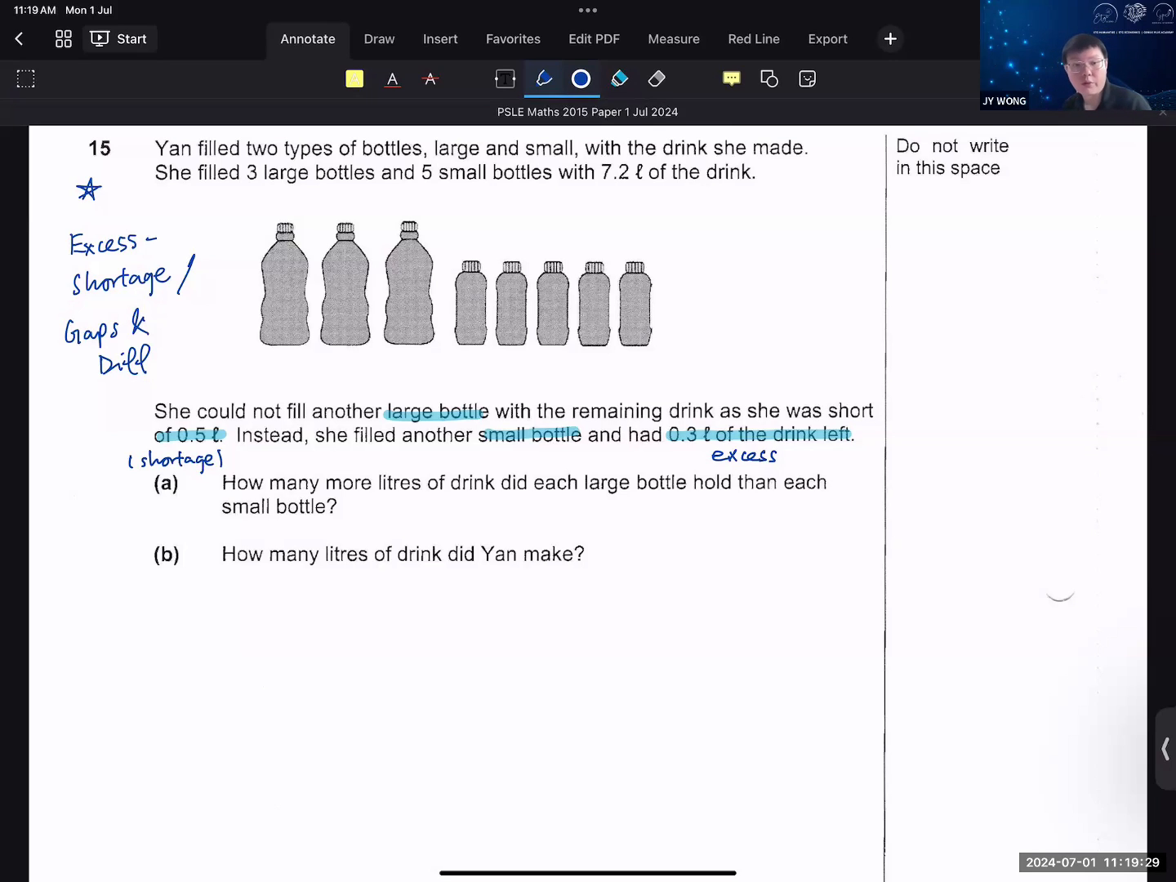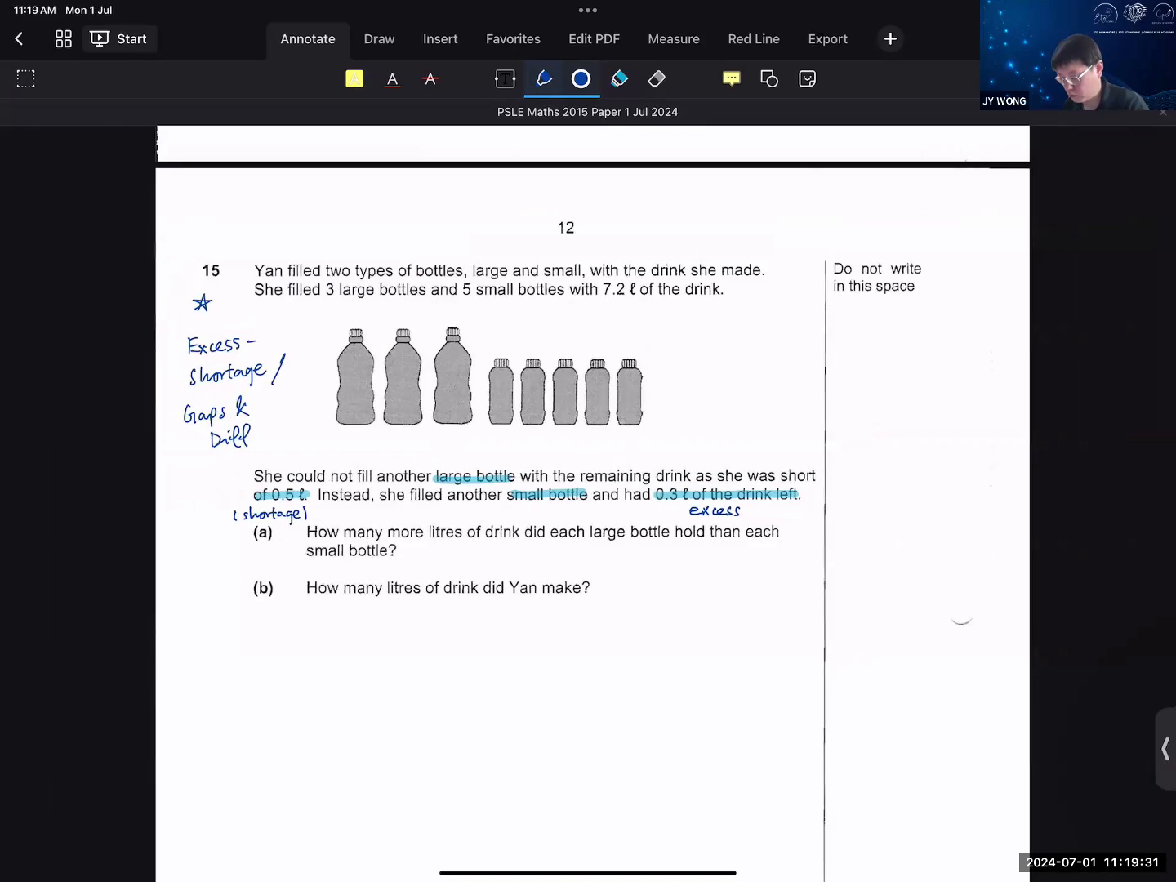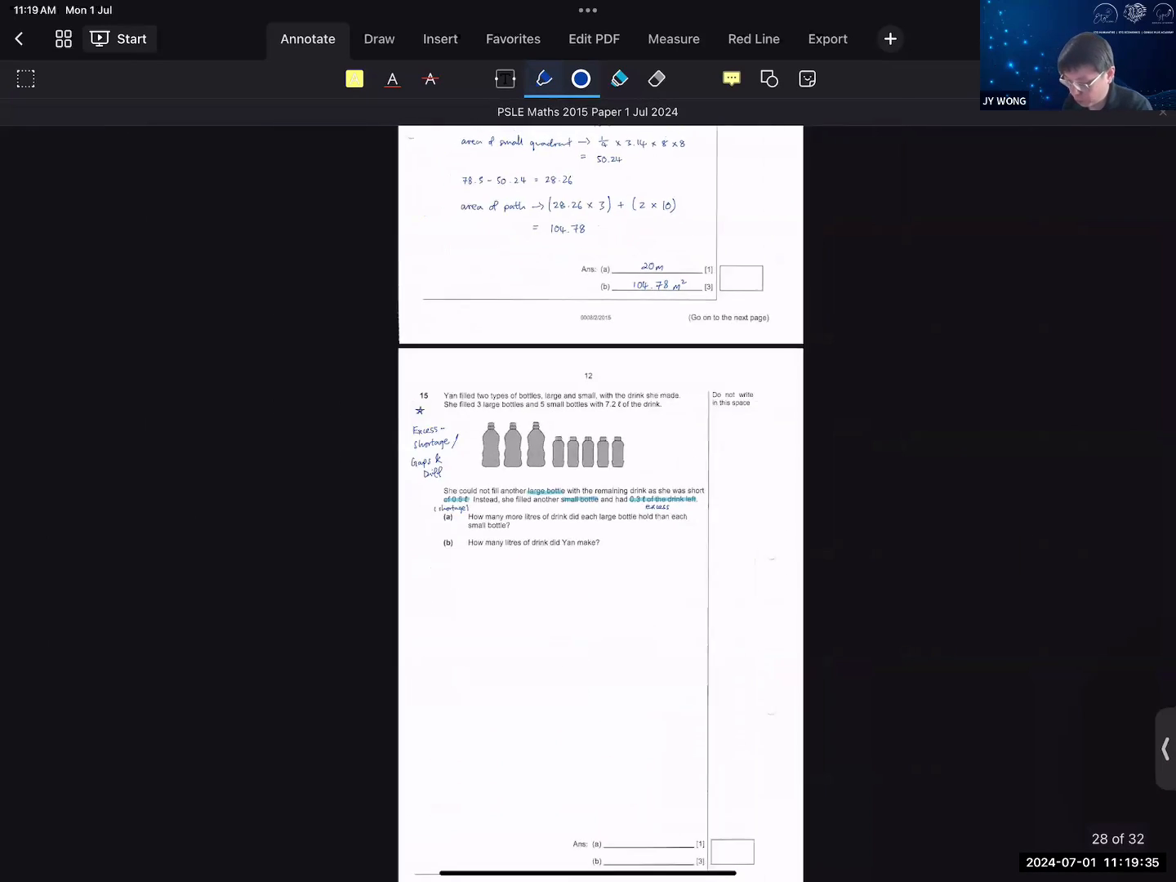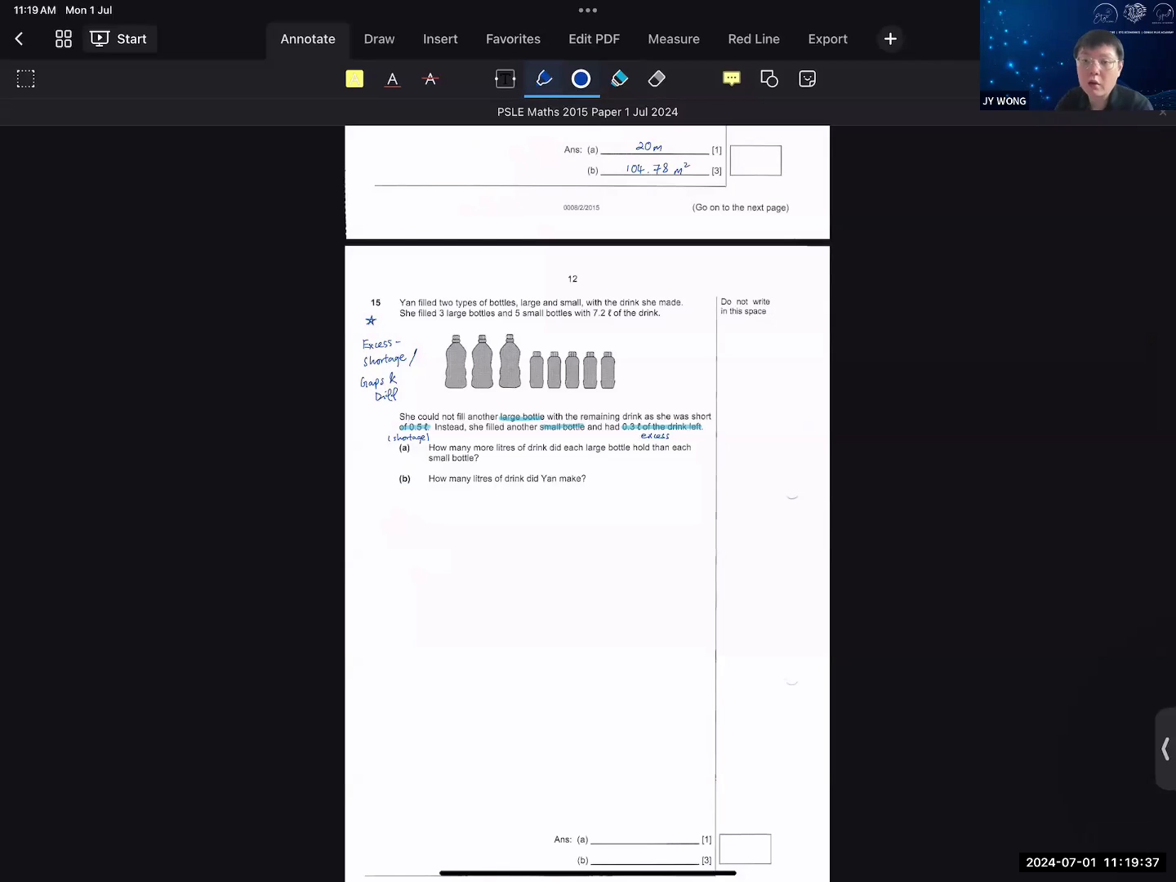What's the answer for question 15? What's the answer for question 14? Question 14 is there. Question 15, A is 0.8 liters. B is 8.1 liters.